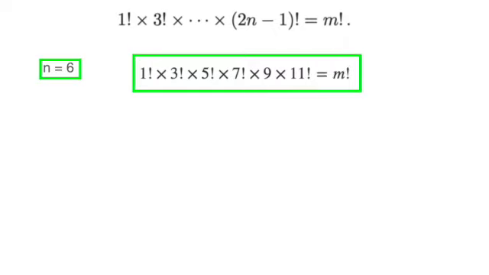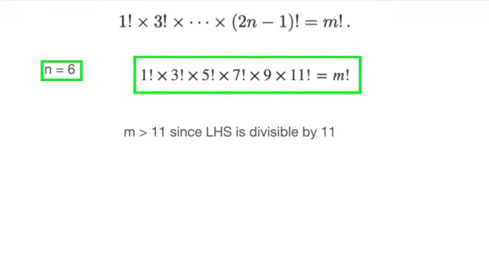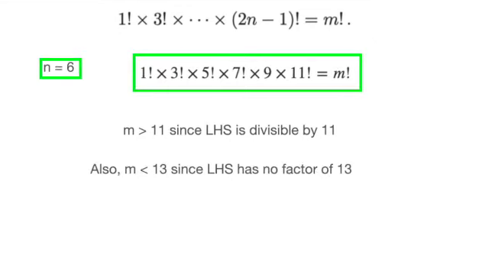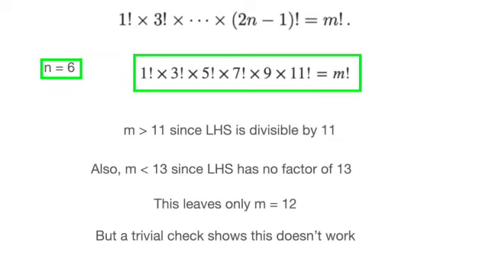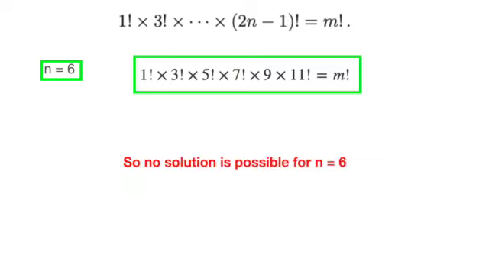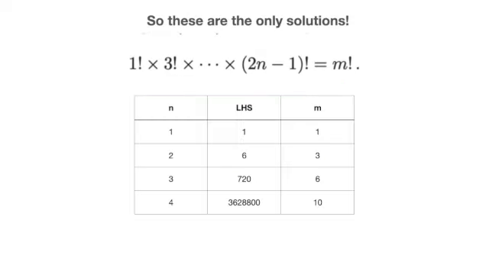Finally, we can check n equals 6. The left hand side is divisible by 11!, so on the right hand side, m must be at least 11. However, m cannot be greater than or equal to 13, since 13 as a prime factor does not show up on the left hand side. This leaves only one choice for m, which is 12. But clearly, the equation does not tally when m equals 12. So, n equals 6 does not work as well, and we are left with only these 4 as our final solutions.